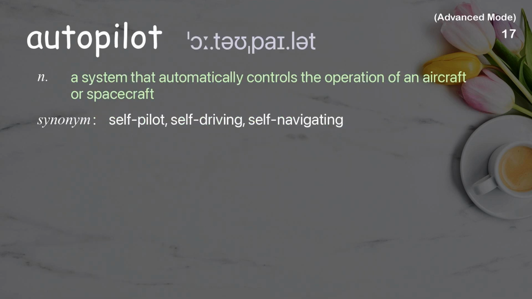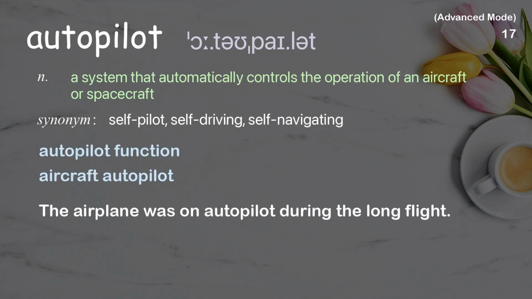Autopilot. A system that automatically controls the operation of an aircraft or spacecraft. Examples. Autopilot function. Aircraft autopilot. The airplane was on autopilot during the long flight.